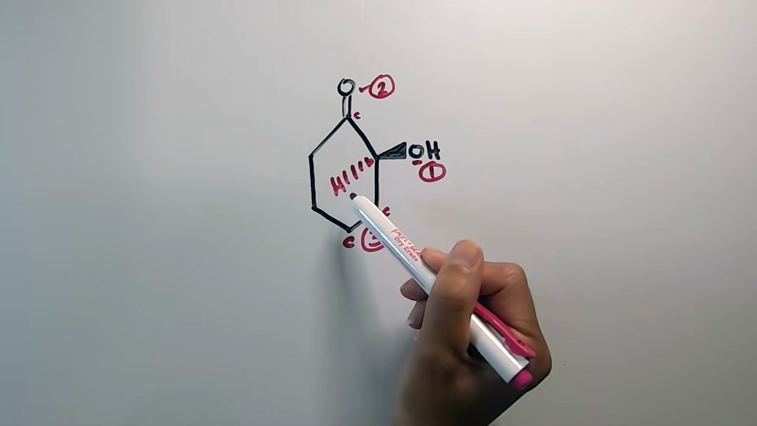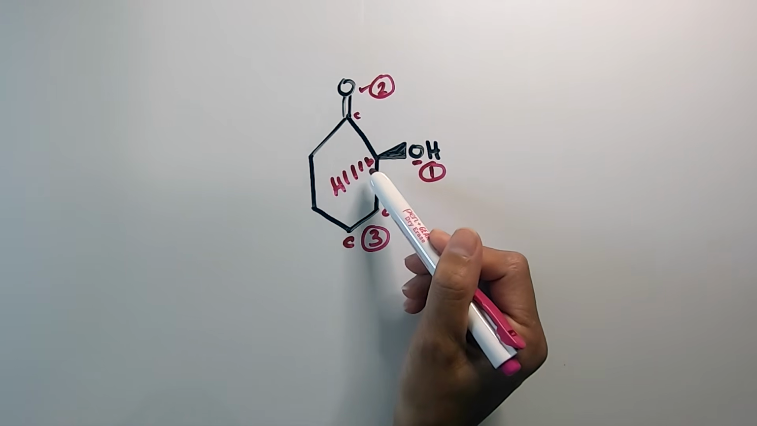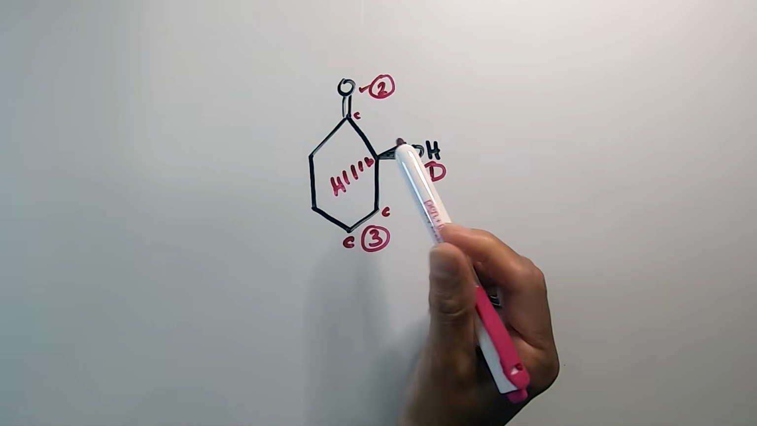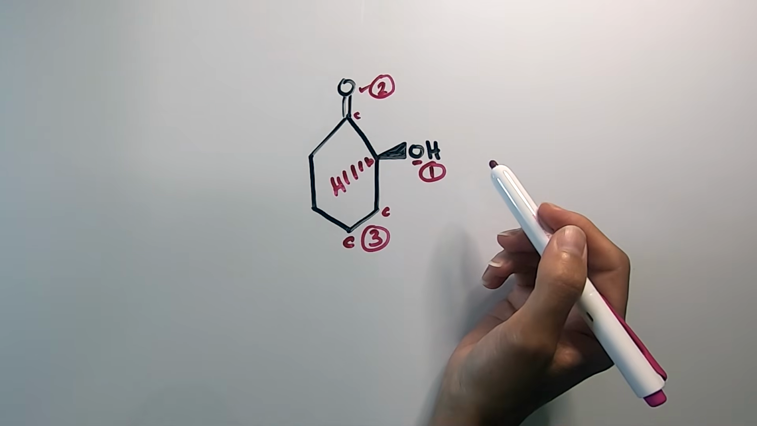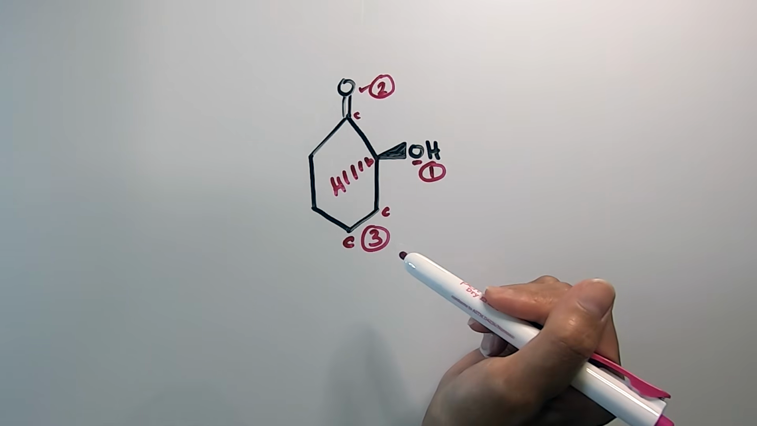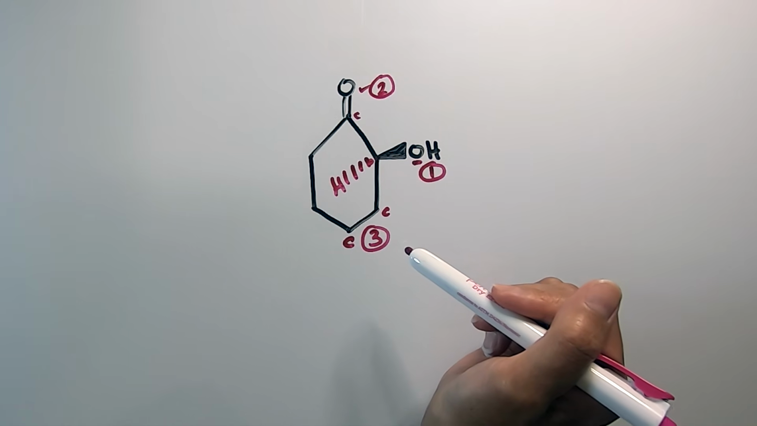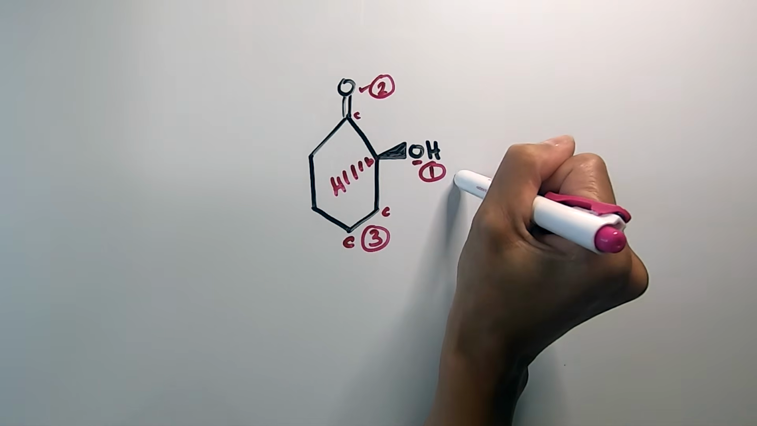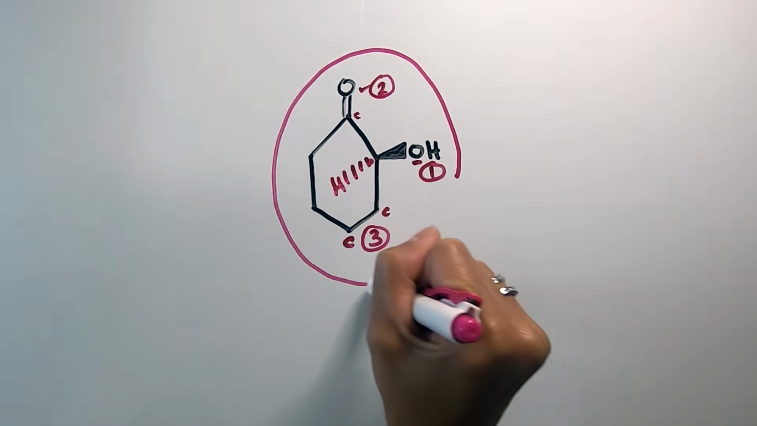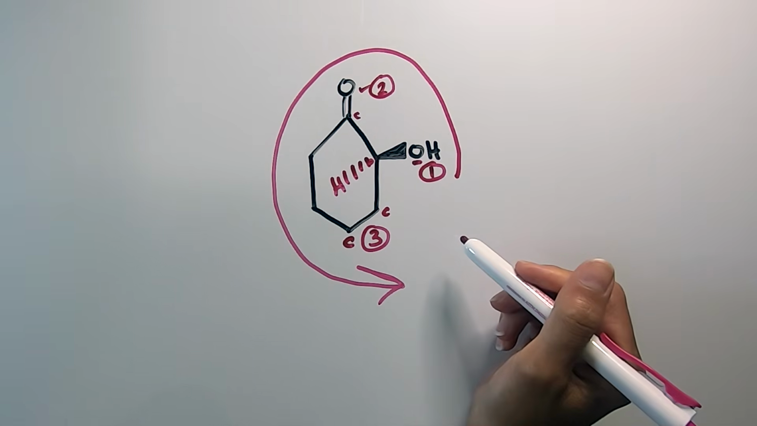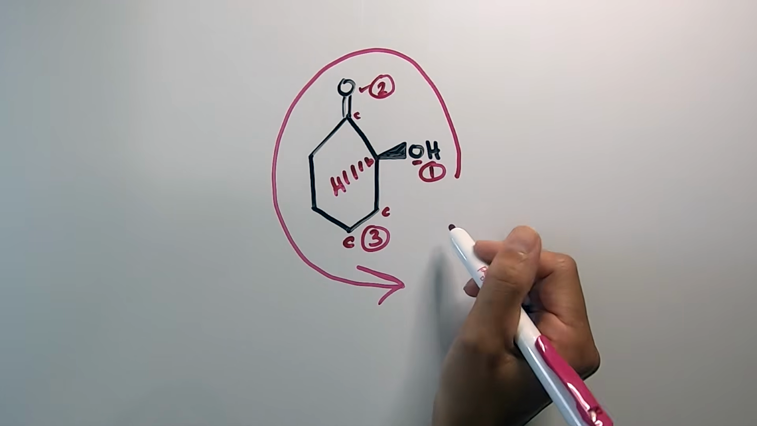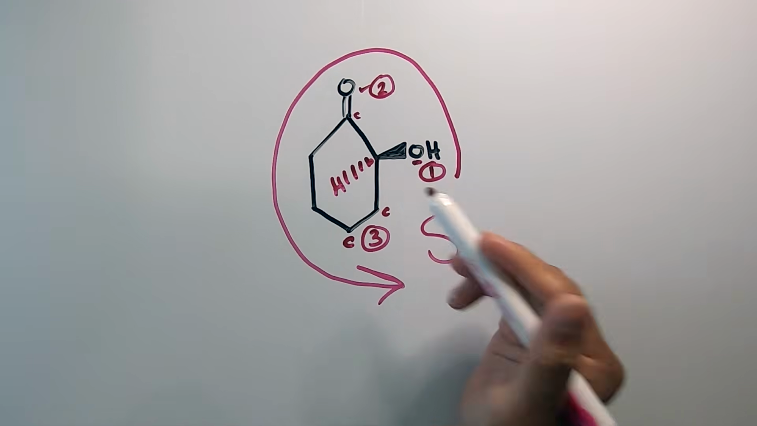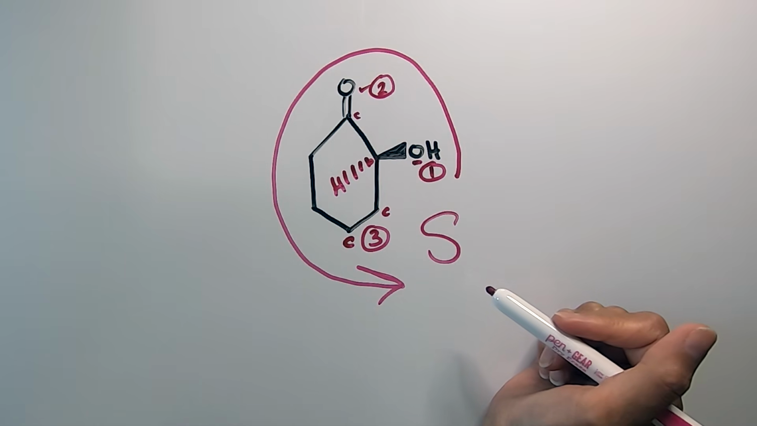Now, do notice that the lowest priority, priority 4, is on a dash, meaning pointing into the page, which means this is in proper orientation for us to determine RS configuration as is, which means all I have to do now is rotate from 1 to 2 to 3. And I see that it's counterclockwise rotation, left rotation, which is S. So this chiral compound is an S configuration molecule.